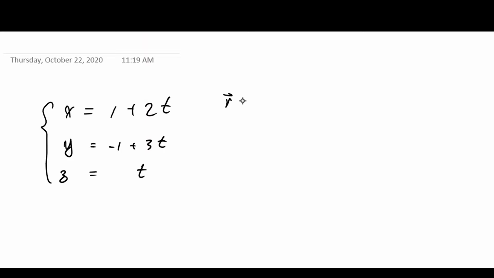r of t is equal to usually whatever you have in x, which is a function of t, times i vector, plus this y right here, which is a function of t, times j vector, plus z, which is a function of t, and k vector. And these are equivalent expressions.